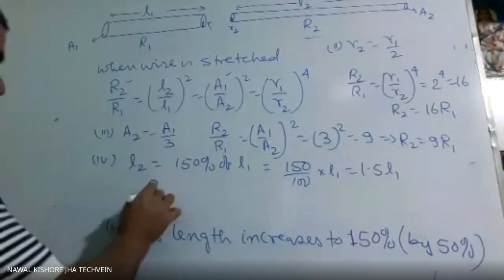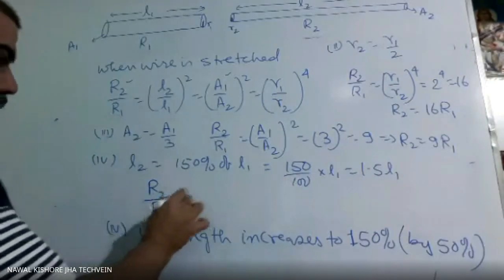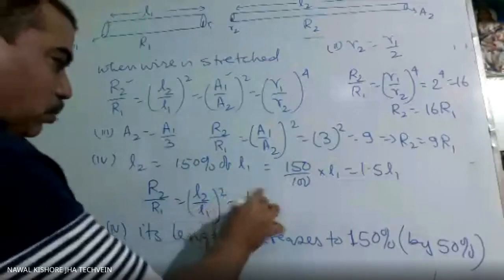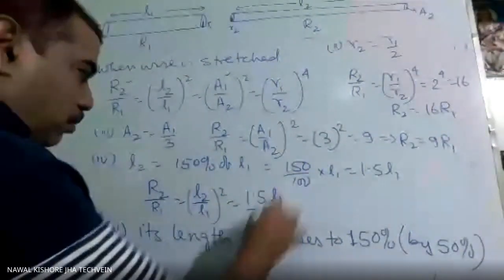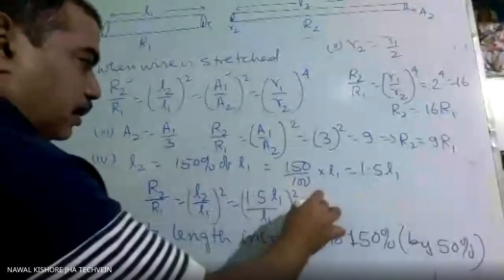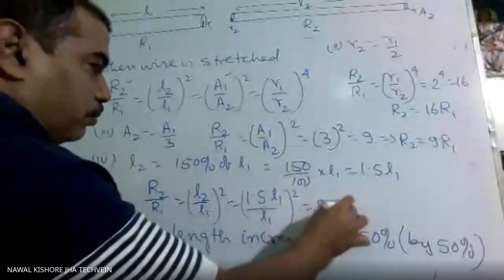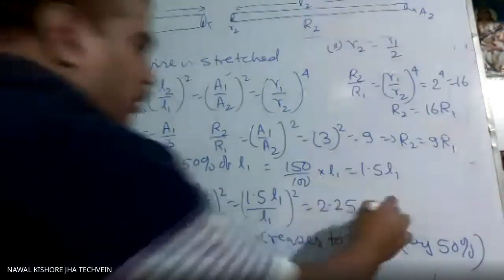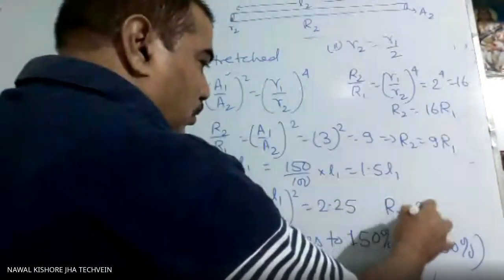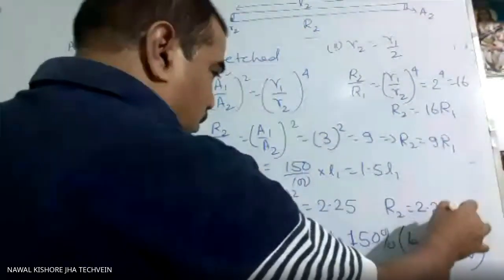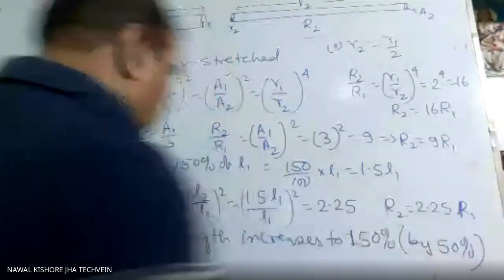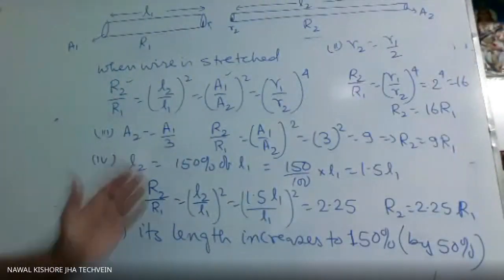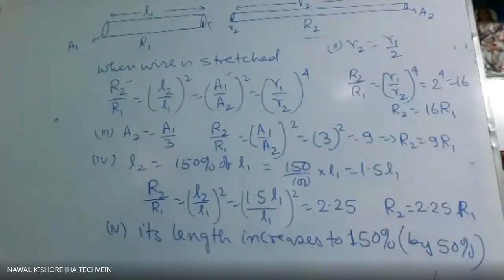So this R2 by R1 is L2 by L1 whole square. So 1.5 L1 by L1 whole square. So 1.5 whole square, that is 2.25. So R2 will be 2.25. This way you will have to give the answer.